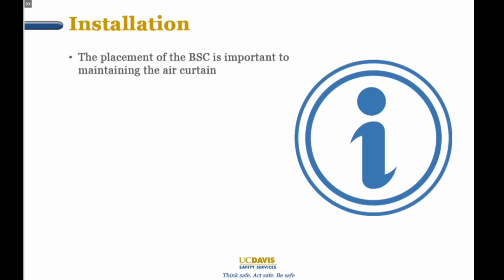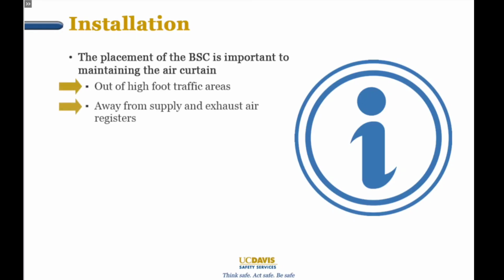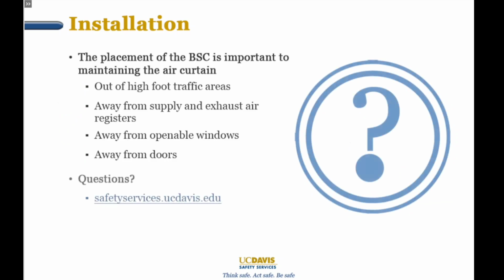Placement of a BSC within a room is important to maintaining the delicate air curtain at the opening of the work surface. As we learned previously, any disruption of this curtain can result in loss of personnel and product protection. Therefore, it is campus policy and also best practice to install the BSC out of high foot traffic areas, away from air supply and exhaust registers, away from windows and doors, all of which can create air currents that may disrupt the air curtain at the opening of the BSC. Again, if you have questions about placement of a new or relocated BSC, contact Facilities Management and the Biosafety Office for guidance.